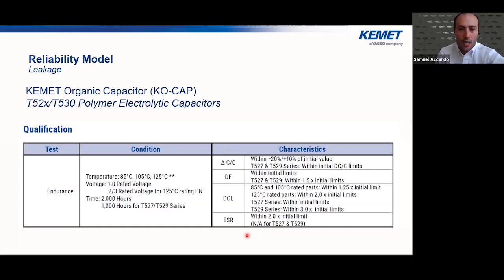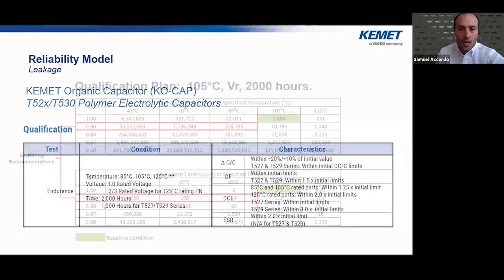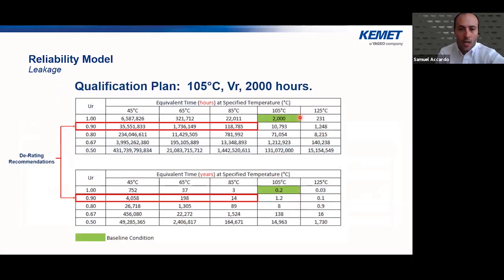We specify that the part should be within those ranges within its lifetime of 2,000 hours. But we just don't have the reliability model built for that yet, though I think that's something we've been working on. But for leakage, what we see is that at its rated voltage and rated temperature, we have a part that's rated 2,000 hours.